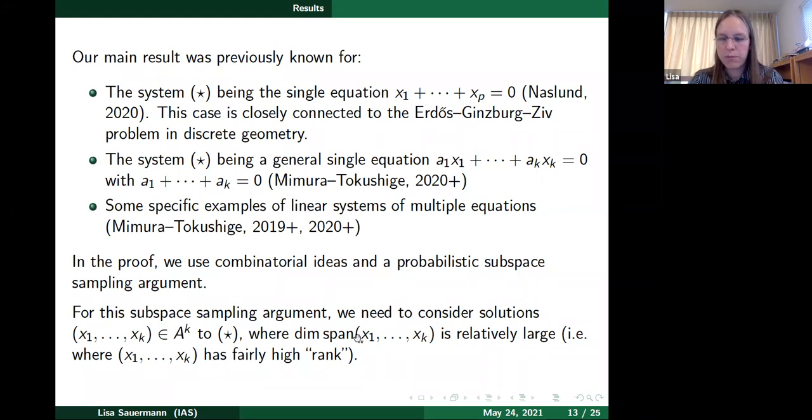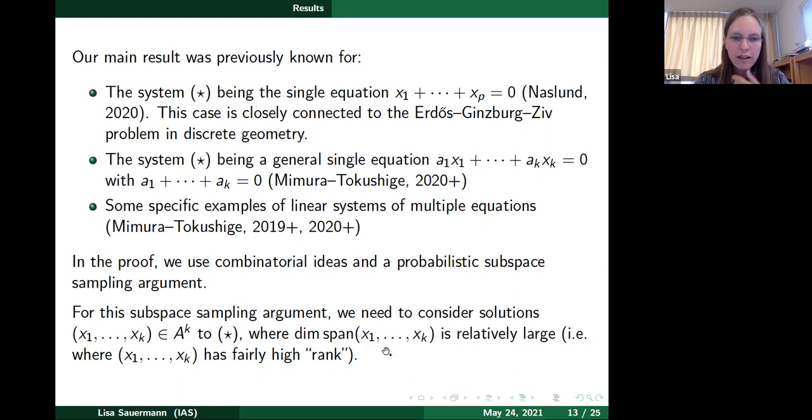So when you do a probabilistic subspace sampling argument, when you take a random subspace, the probability that all of x1 to xk end up in the subspace is very much affected by what the dimension of the span is. If the solution is very low dimension, it's much more likely to end up in some random subspace than if it's basically high rank.